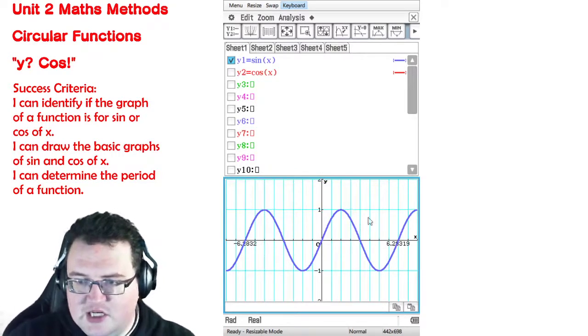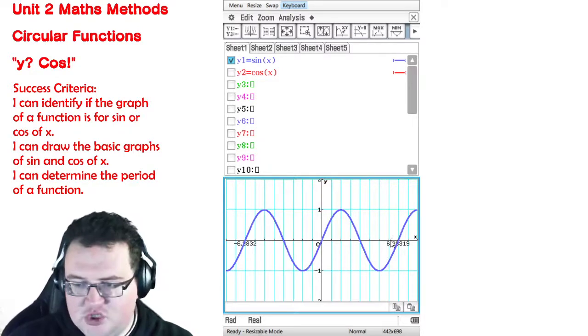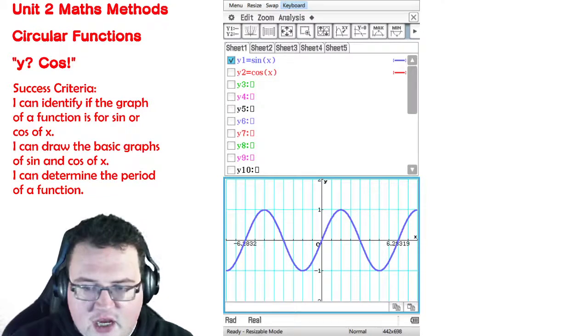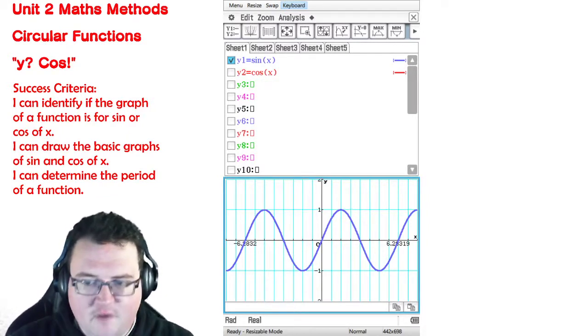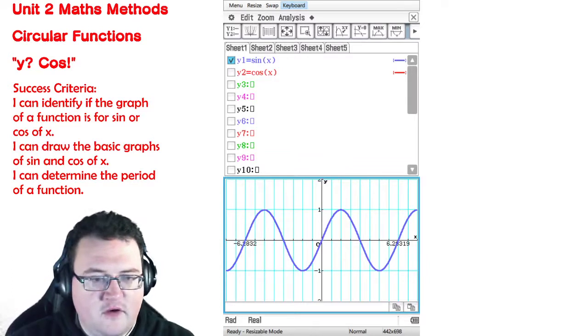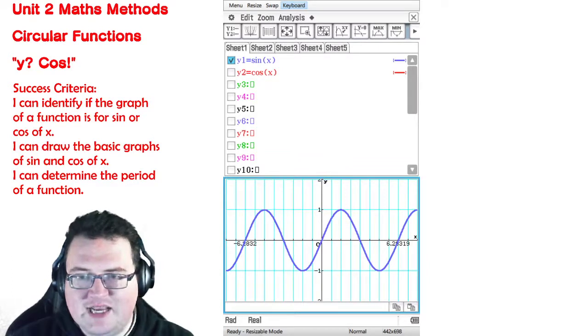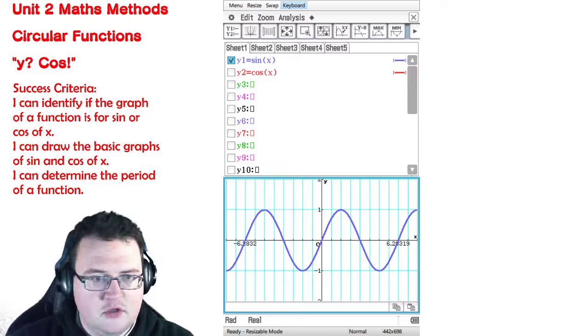We can simply count how many markings we've got. Each marking is pi on 4, 2 pi on 4, 4 pi on 4, 6 pi on 4, 8 pi on 4. So that's 2 pi. So this graph has a period of 2 pi. By default, the graph of sine of x has a default period of 2 pi.